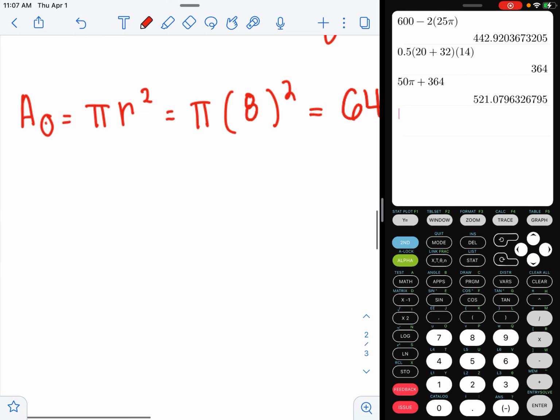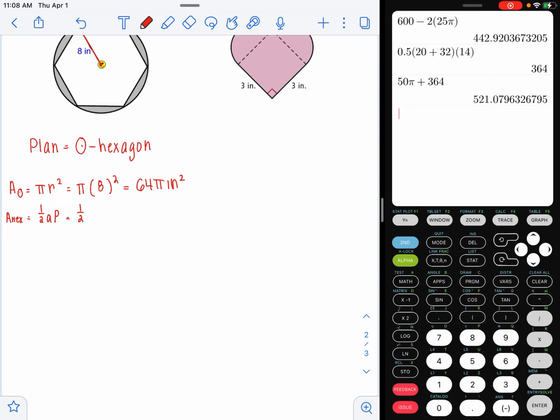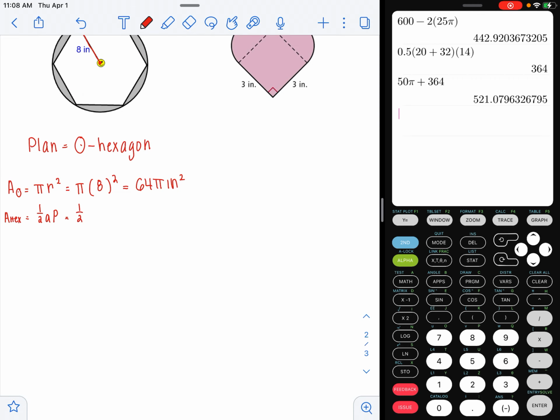Now I need the area of the hexagon. Area of a regular hexagon is 1/2 apothem times perimeter. So I'm going to do 1/2 and say, was I given the apothem? No. I was given the radius, remember, so I'm going to leave a space for it. Was I given the perimeter? No. I was given the radius. Okay, so it's going to take a little bit of work to get both of those.